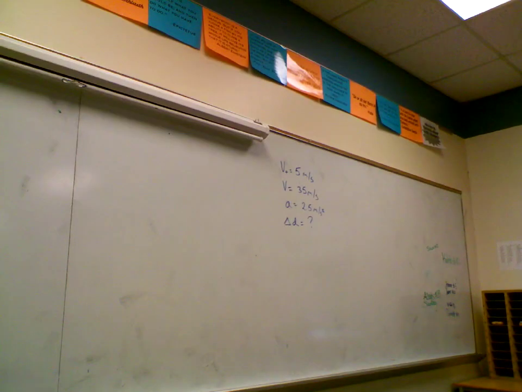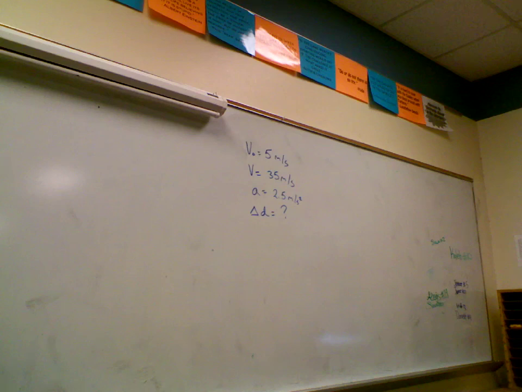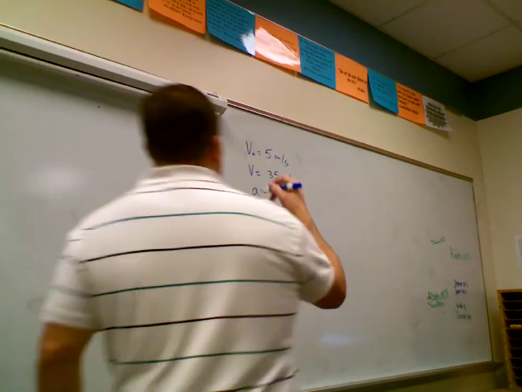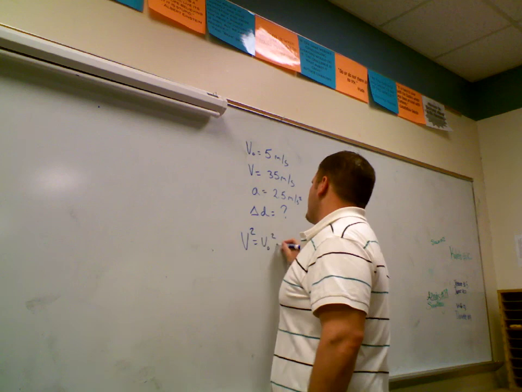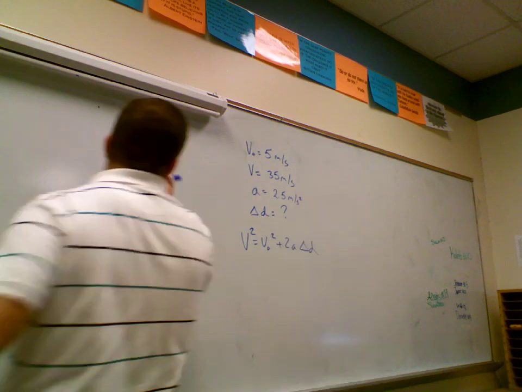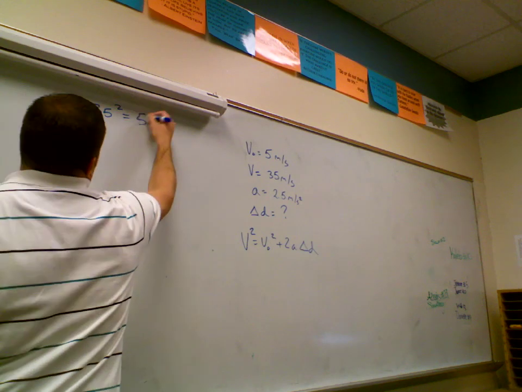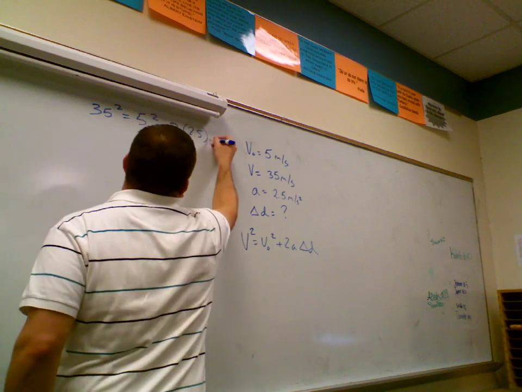So, what equation should I use for this one? Number 9. Okay. Which one? Number 9. I'm thinking. So, v squared equals v naught squared plus 2a delta d? Yup. That's it. Okay. So we'll plug in what I know. We have 35 squared equals 5 squared plus 2 times 2.5 delta d.